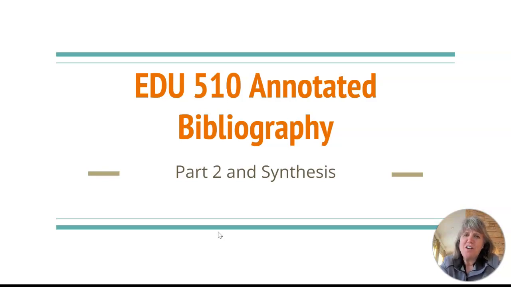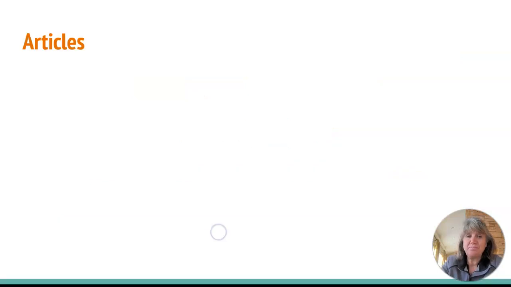Here's a short video on the Annotated Bibliography Part 2 and Synthesis assignment. Just a clarification about the articles. This assignment asks you to find 7 new articles. That's in addition to the 5 that you had previously in Part 1, so of course that's 12 articles altogether.